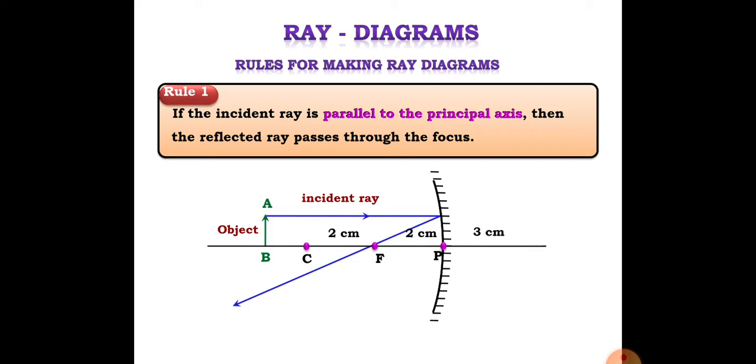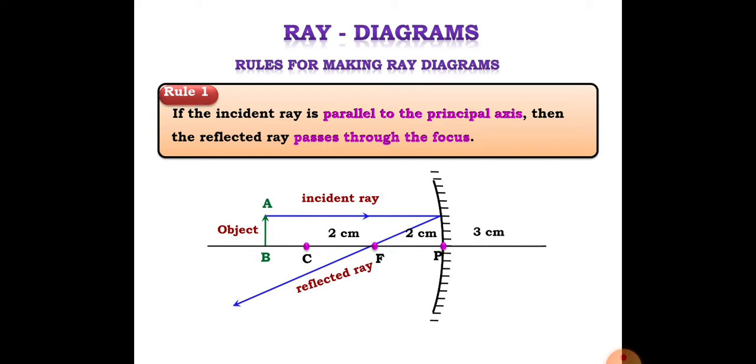Whenever you draw the ray diagram, you have to draw this way. You will more clearly come to know as I start drawing the ray diagram. This is the first rule. Again I will repeat: if the incident ray is parallel to the principal axis, then the reflected ray passes through the focus. This rule you should know, you should learn this rule.